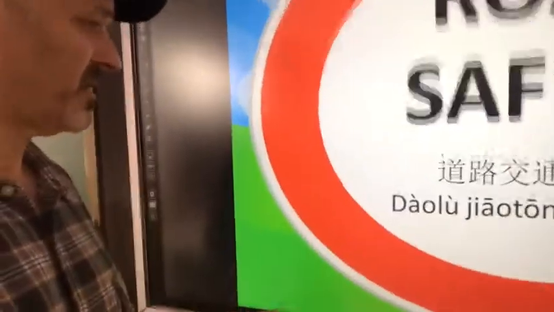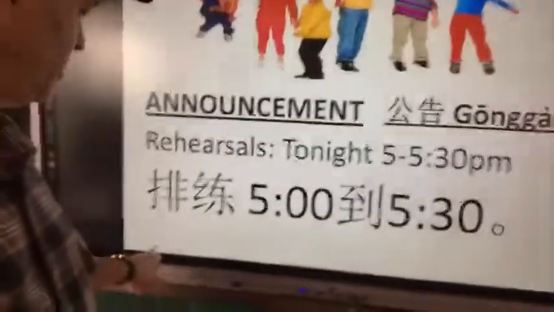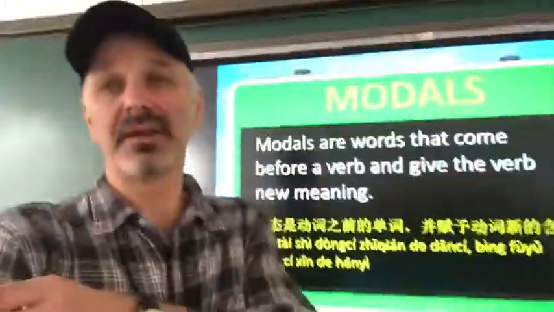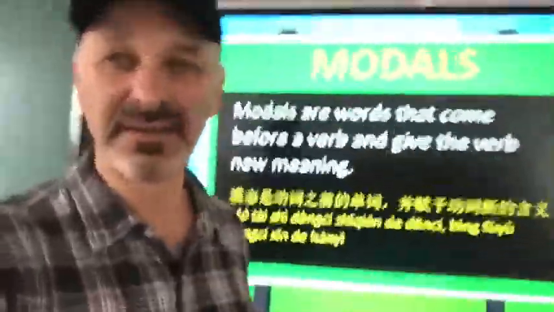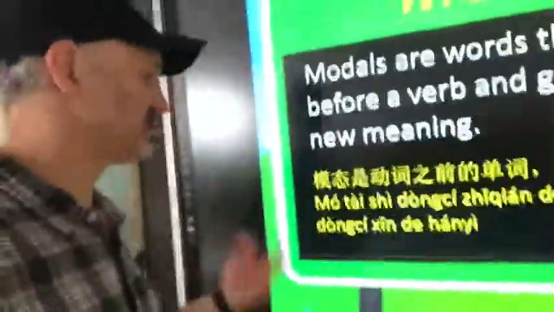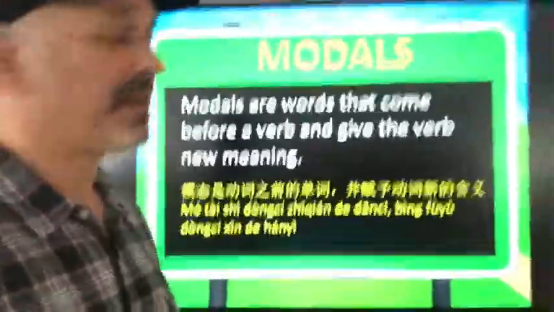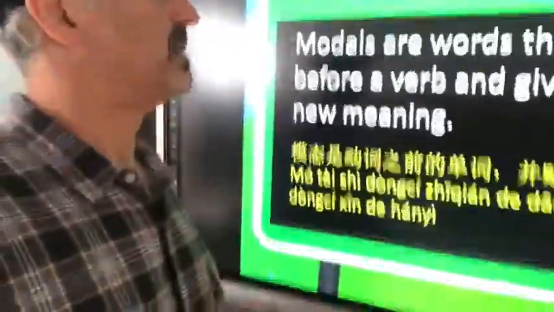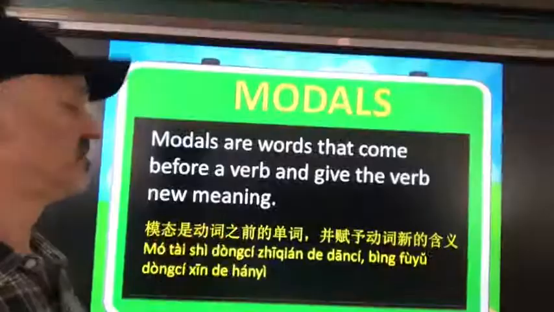This is kind of the second part of the lesson. Usually I'll have to introduce it. I start to introduce the idea of modals. Very important when you're talking about rules. You want to talk about advice. You want to talk about necessity, what is prohibited, what you can and cannot do. Modals are words that come before a verb and give the verb a new meaning.